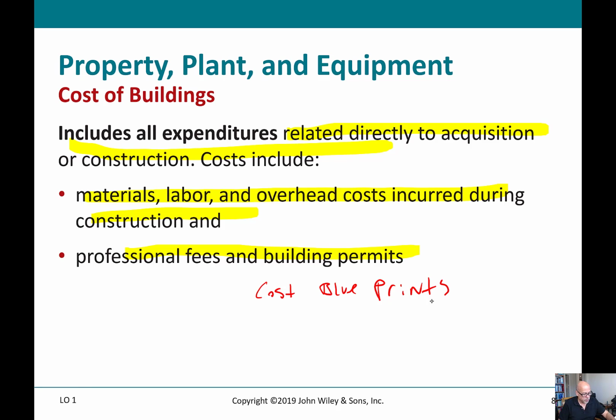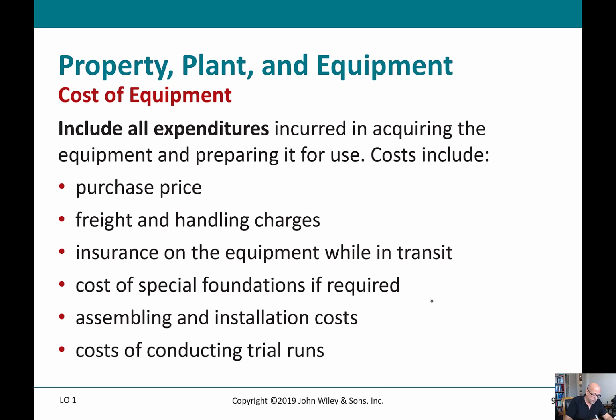Okay, good. Now you come over and take a look at the cost of equipment.